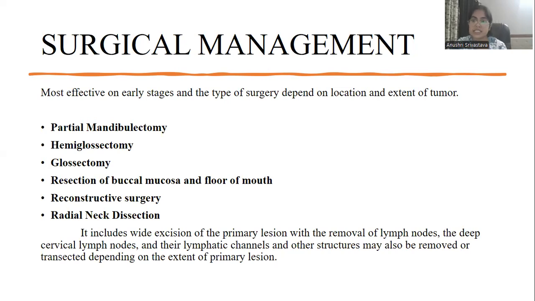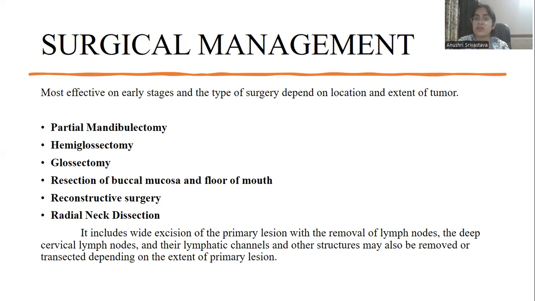So our first surgical management will be partial mandibulectomy. If the surgery is of the oral cavity, we can do a partial mandibulectomy. We will partially cut the mandible area and remove the cancerous cells, and we will do plastic surgery after that. We can also do hemiglossectomy, where we will cut half of the tongue or some part of the oral cavity, and we will treat the cancer.